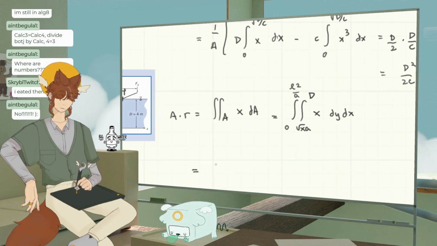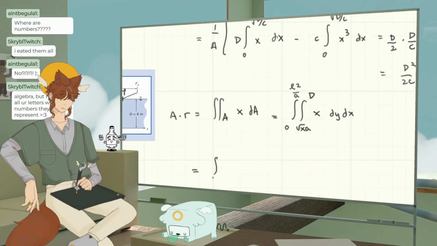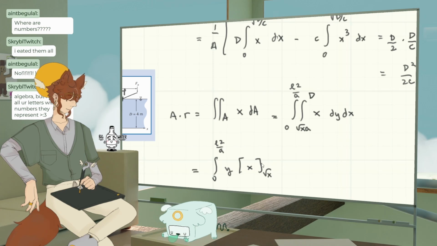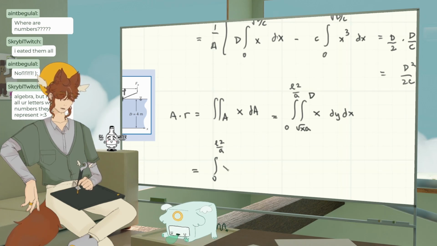This is equal to the integral from 0 to L squared over A of x times y dx and, sorry, y evaluated from xa, right? Wait a second. Thinking about this. No, the x is going to stay out. When we're integrating, we have a y that we're adding, and so that y is going to be evaluated from xa, because that's what we're actually doing.